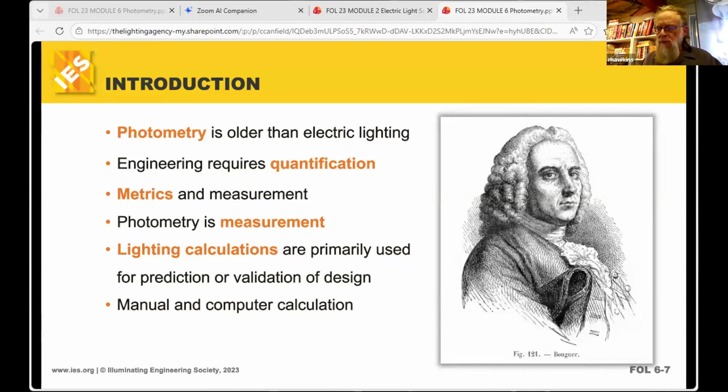I believe in an earlier iteration you learned about the V lambda curve. The V lambda curve is how people respond to different wavelengths of light. It's a big bell curve in shape, and it peaks at green, around 555 nanometers.